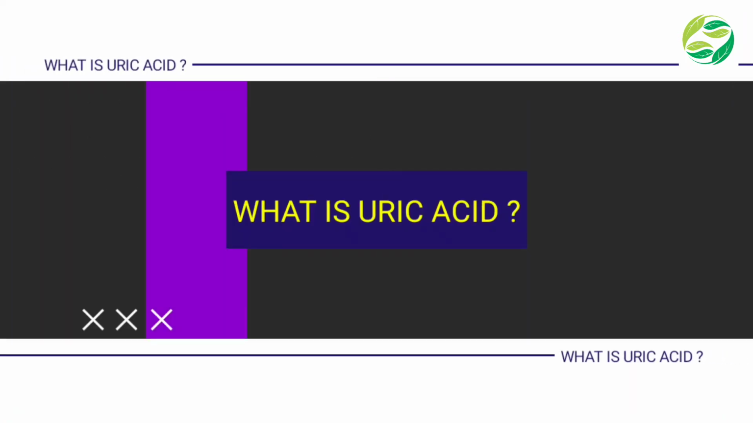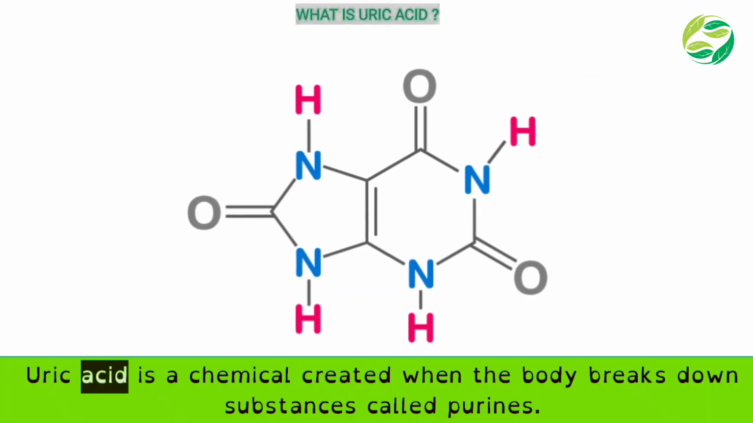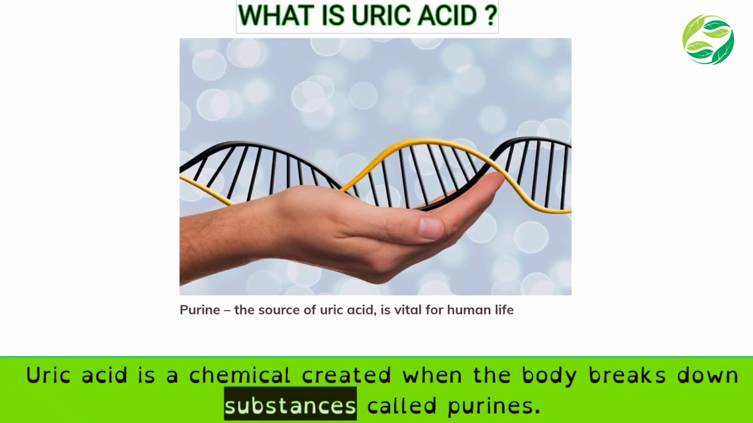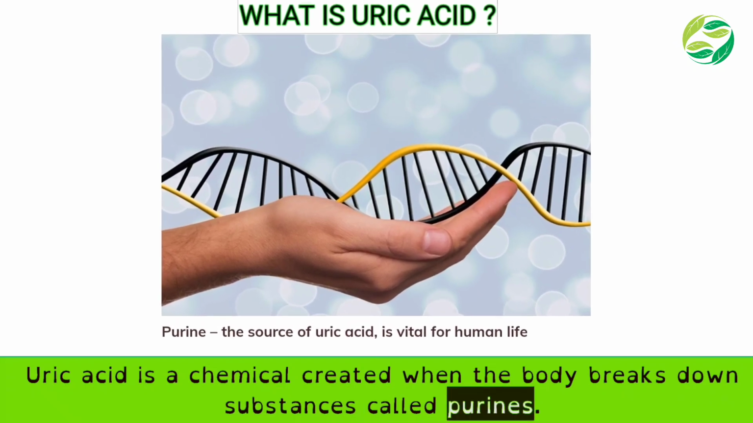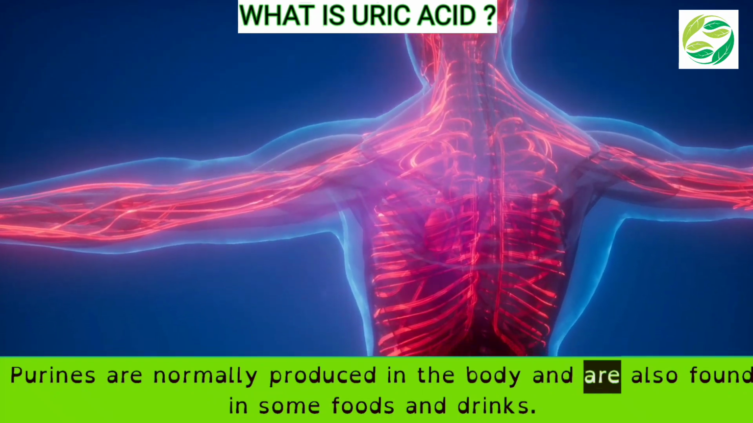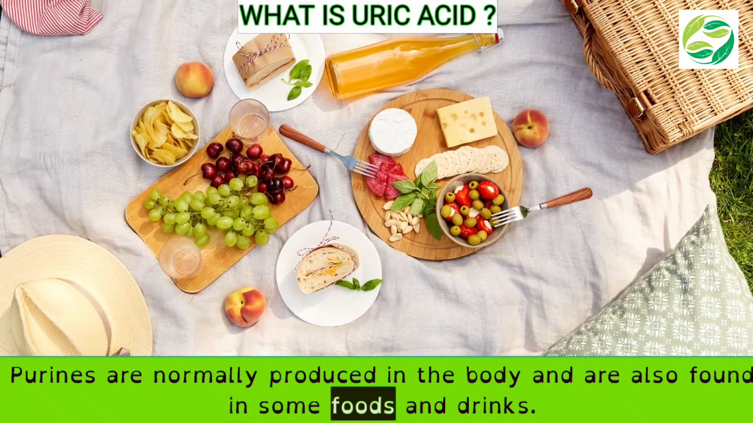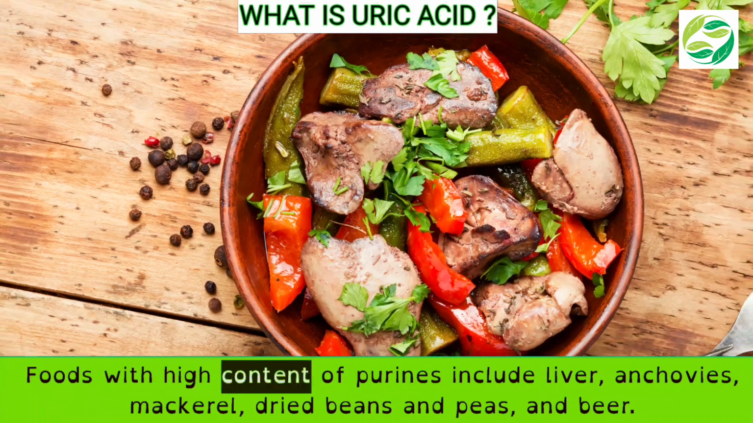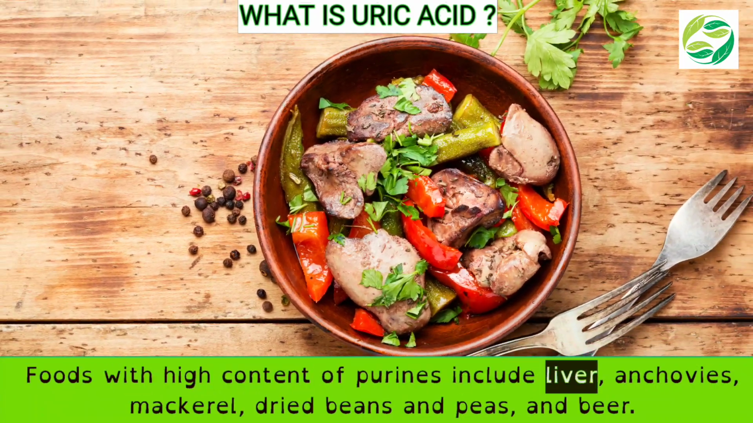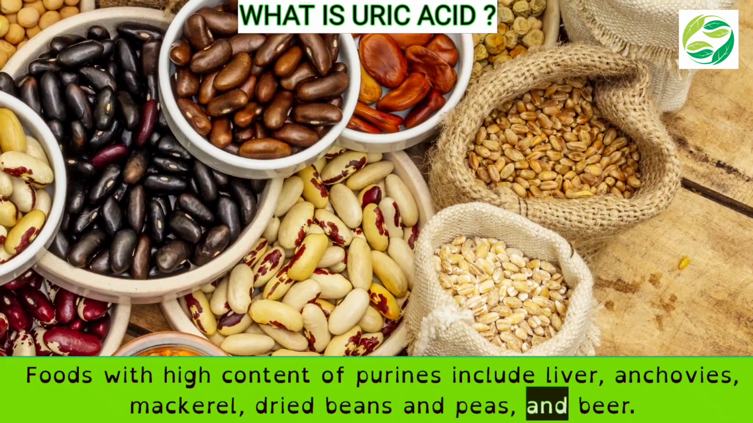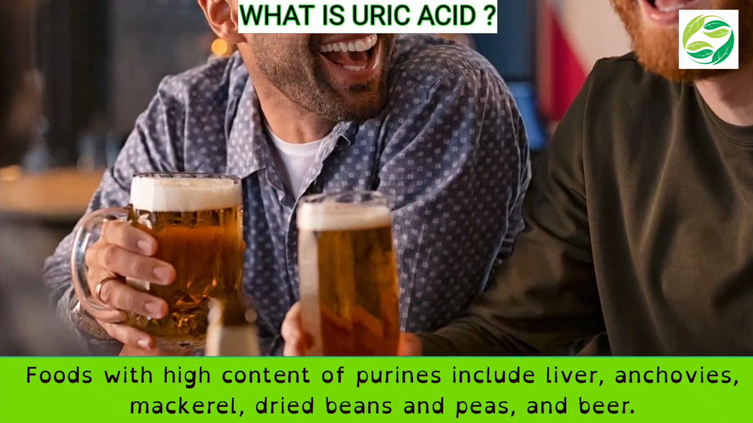What is uric acid? Uric acid is a chemical created when the body breaks down substances called purines. Purines are normally produced in the body and are also found in some foods and drinks. Foods with high content of purines include liver, anchovies, mackerel, dried beans and peas, and beer.